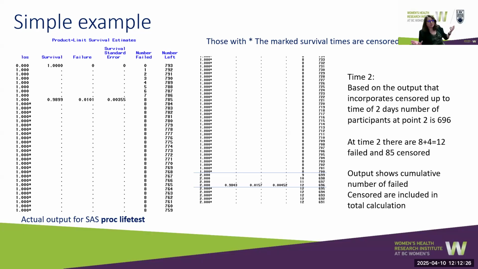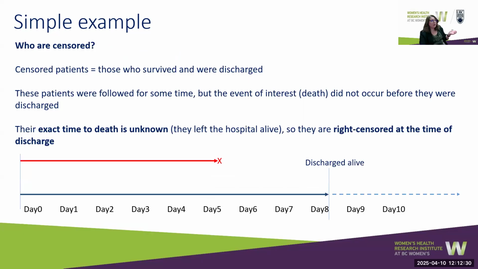Those will be censored at time 4, or day 2. So now we need to talk about something very important for survival analysis: what is censoring. As I said already, for this specific situation, censored patients are those who survived and were discharged. And in this case, we call it right censoring.